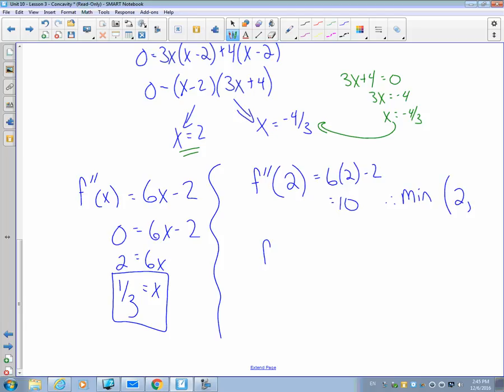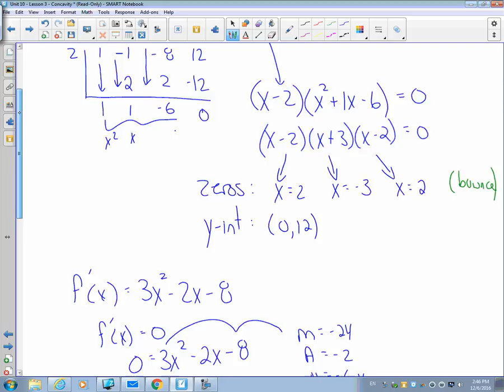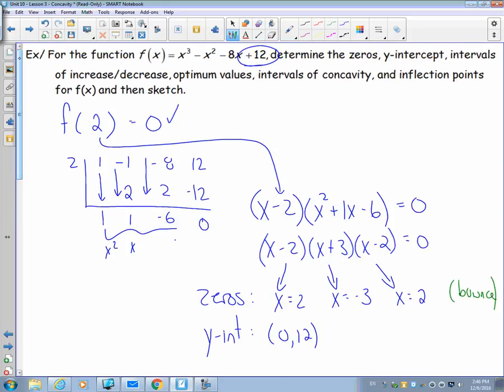If we do the same thing, but we'll do the negative 4/3 one this time. We've got 6 times negative 4/3 minus 2. And that's going to give us negative 10. The fact that it's negative tells me it's a maximum at negative 4/3. Okay. If I want to get the actual numbers, the function values, remember we have to go back to the very beginning and figure out what happens at 2 and negative 4/3.